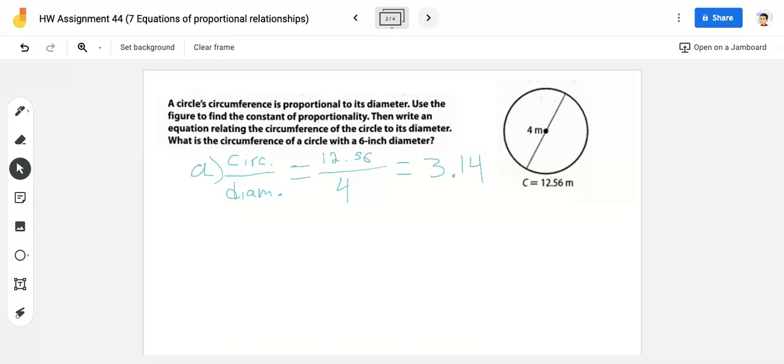So B, let's make an equation. And you know what? Let's use the letters y and x, all right? Y is our dependent variable. So y is going to be equal to the circumference.